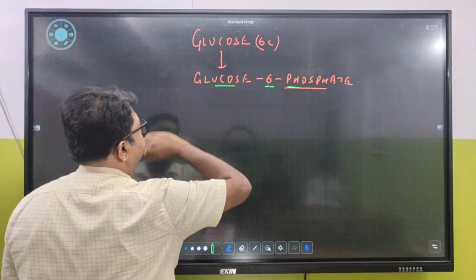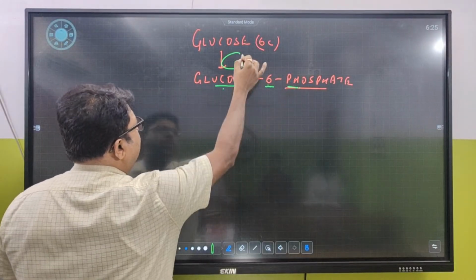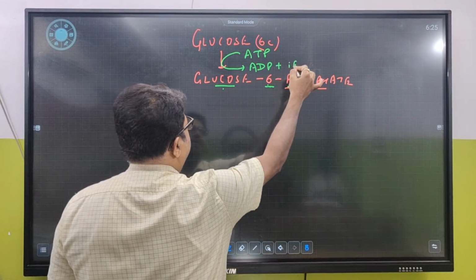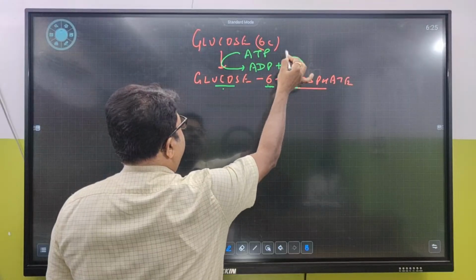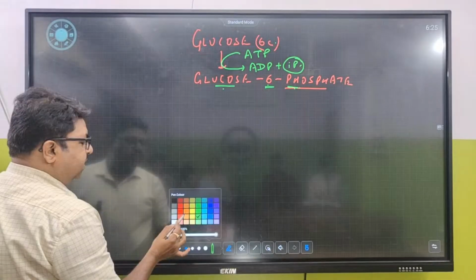So glucose 6-phosphate. Now you can ask me, sir, where does the phosphate come from? So what is done over here? ATP is being broken down into ADP plus IP. So this inorganic phosphate is added with the 6th carbon of the glucose. What is the result? Glucose 6-phosphate is the result.